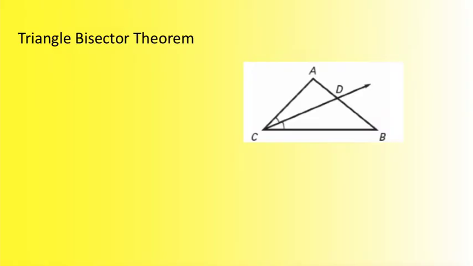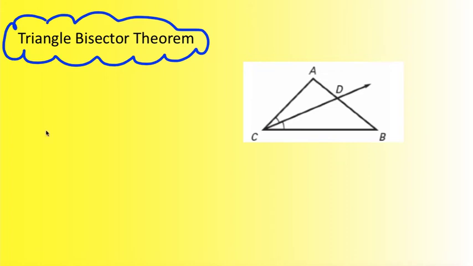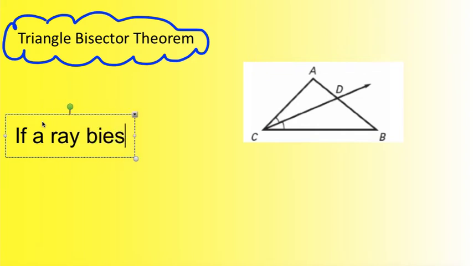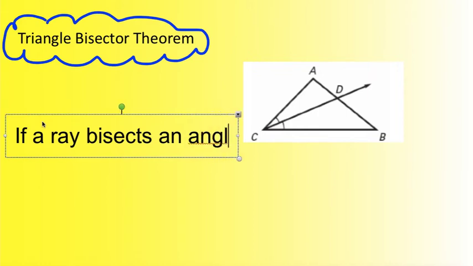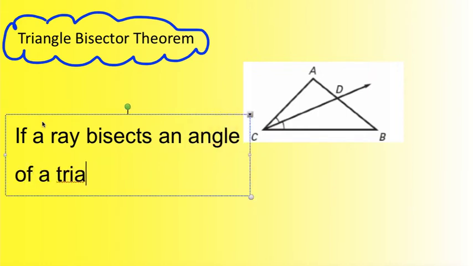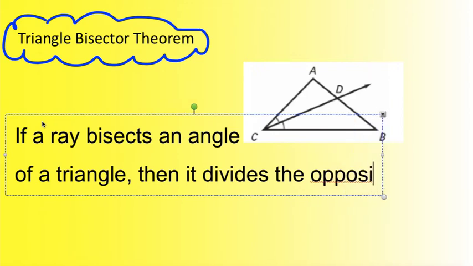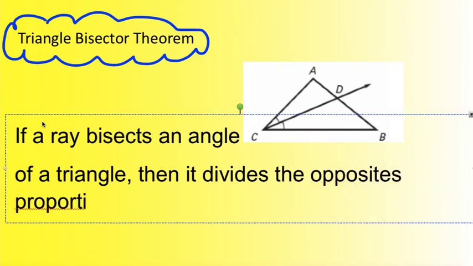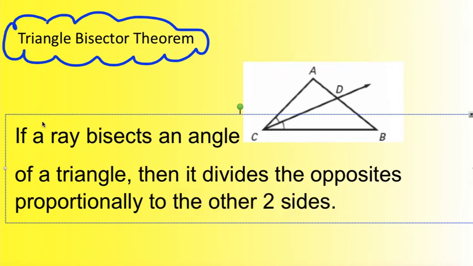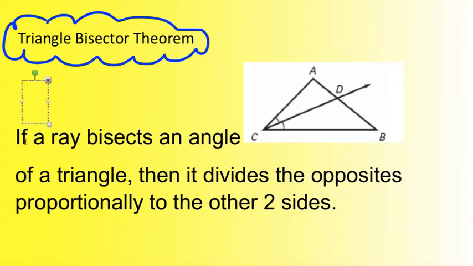All right, one more. This one's kind of funky. The triangle bisector theorem. It even sounds funny. It says that if a ray, remember that ray, bisects an angle of a triangle, then it divides the opposite sides proportionally to the other two sides. That one's kind of hard in a lot of words. Write it down, and then I'm going to explain what we mean.